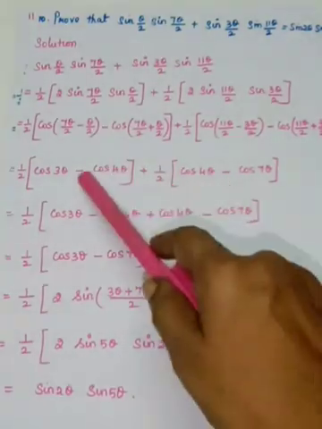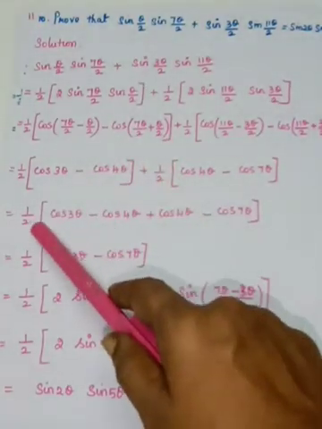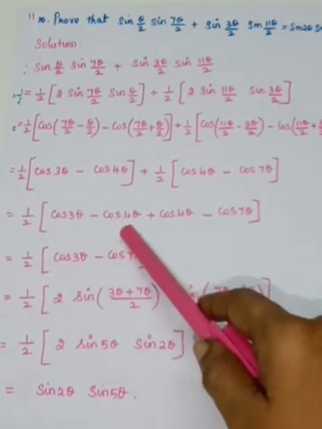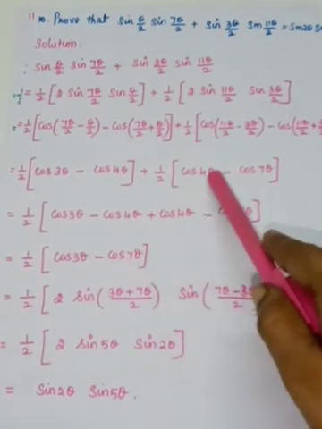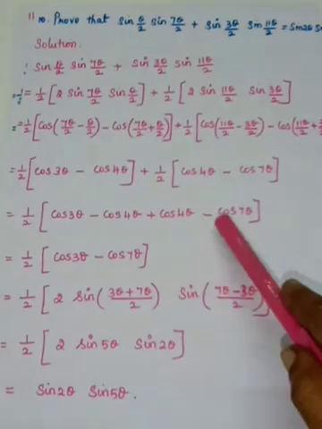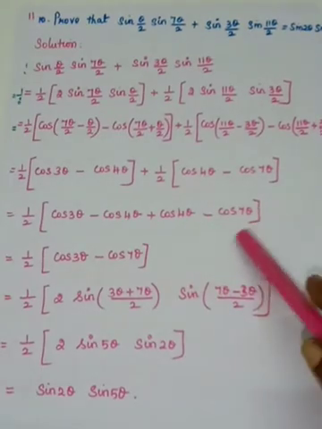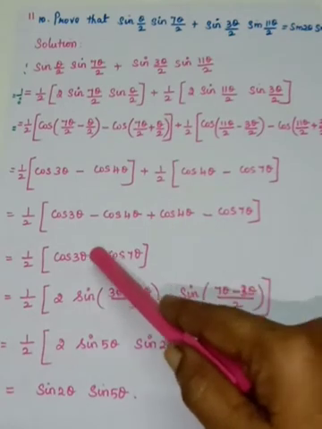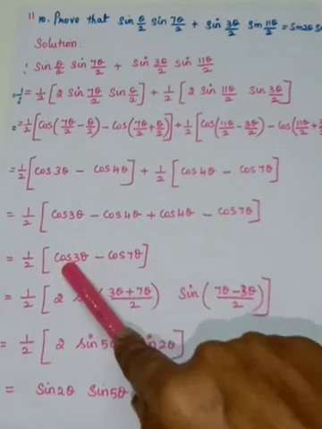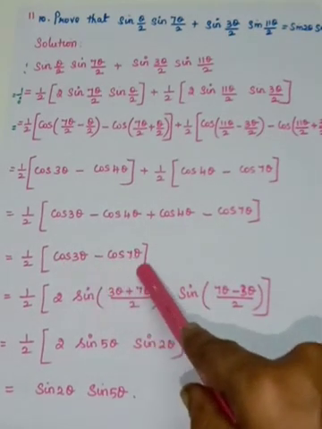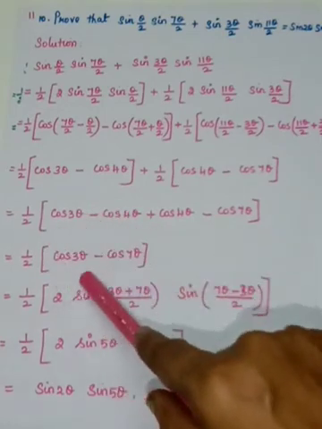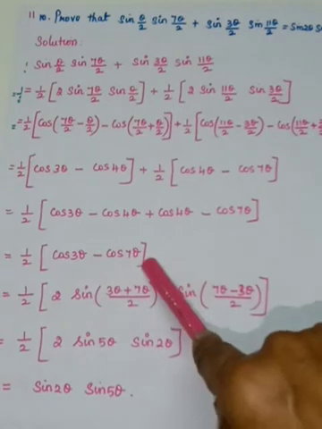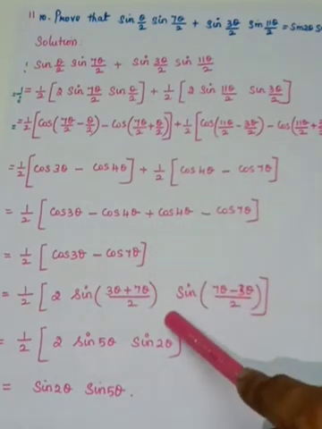From these two terms, what is common? Half is common. So if you take it out, it is cos 3 theta minus cos 4 theta and plus cos 4 theta minus cos 7 theta. So minus cos 4 theta and plus cos 4 theta getting cancelled. So here you are having cos 3 theta minus cos 7 theta. Now it is in the form of cos C minus cos D. So you are going to write into product.